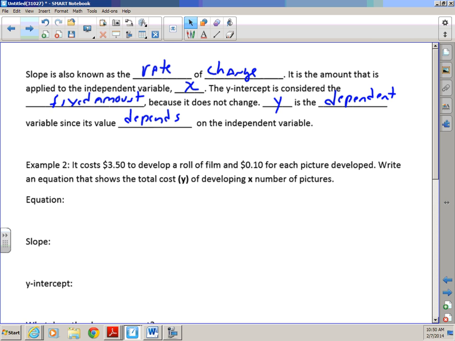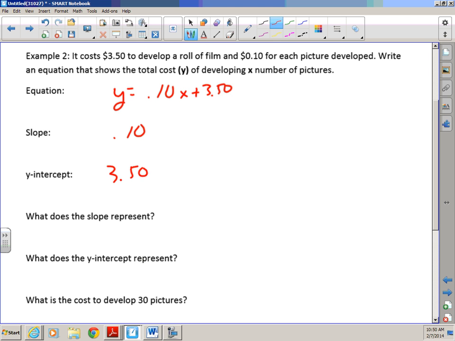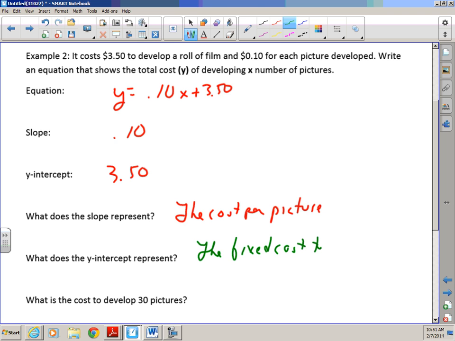Okay? So, it costs $3.50 to develop a roll of film and $0.10 for each picture developed. I want to write an equation for that. Well, y equals 0.10x plus 3.50. My slope is the 0.10. My y-intercept is the 3.50. Now, more importantly, what does the slope represent? It's the cost per picture. If you can write the word per in there, or each, that's the clue that that's the slope, because that's the rate of change. What does the y-intercept represent? The fixed cost to develop a roll.